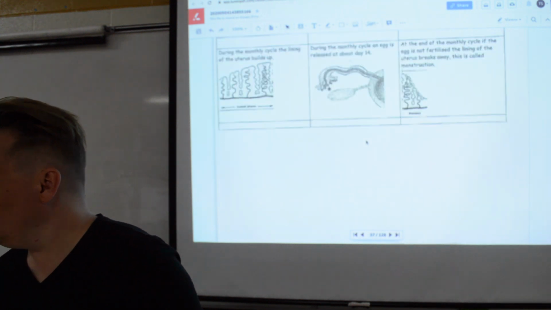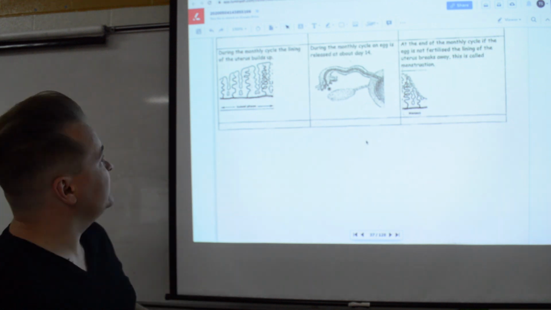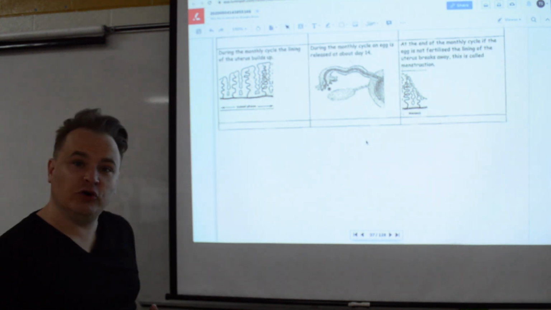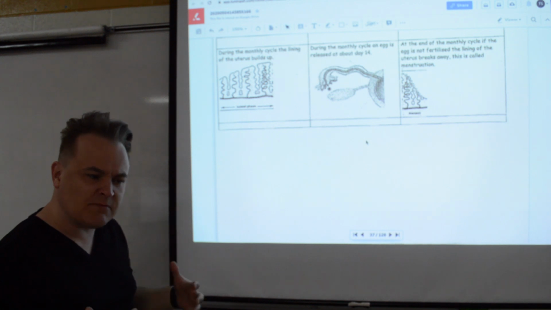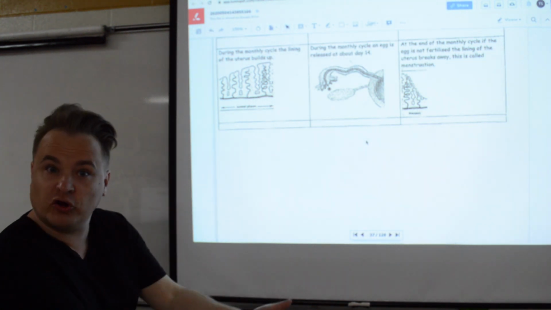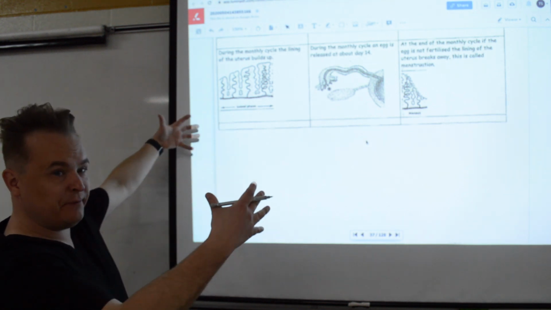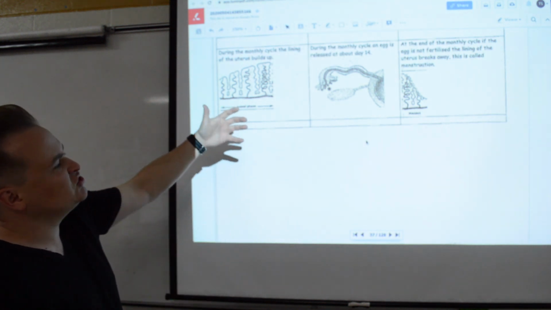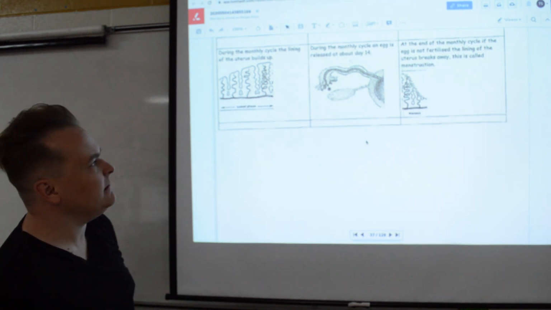And here we go. This is talking about menstruation. During the monthly cycle, the lining of the uterus builds up. We talked about that, right? The uterus is building up nutrients and blood supply for that egg before the umbilical cord grows. So every month, the lining of the uterus is building up, becoming enriched. And during the monthly cycle, the egg is released on about the 14th day.